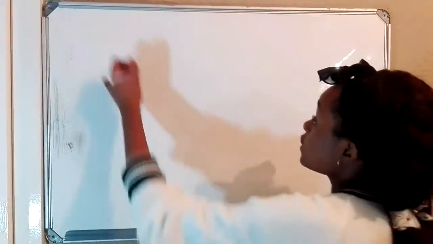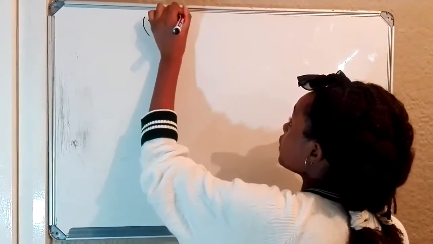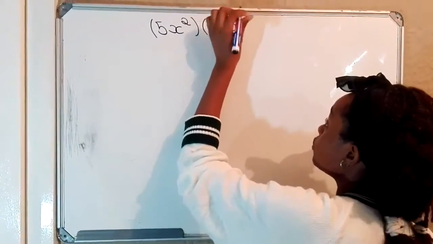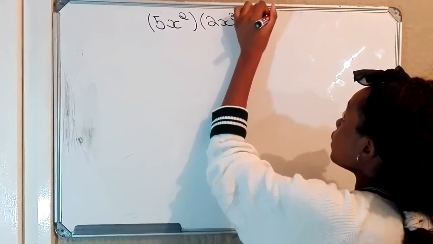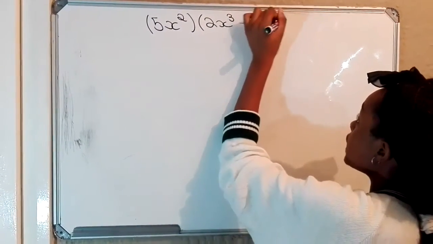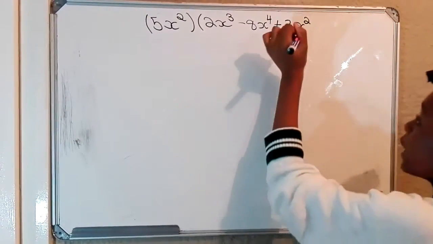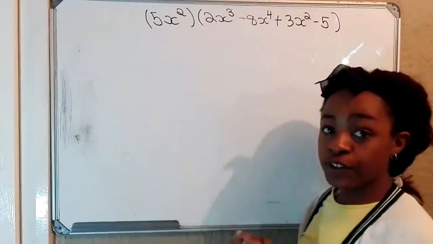Okay guys, here's another one. Say we have 5x squared, okay, brackets 2x cubed, okay, and minus 8x to the power 4 plus 3x squared and minus 5. Okay, so feel free to pause this video and try this on your own.